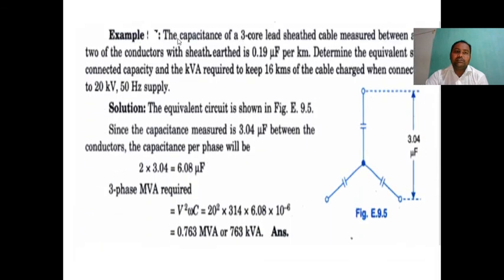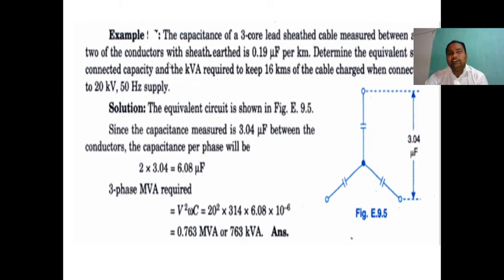So next example: the capacitance of a 3-core lead sheathed cable measured between any two of the conductors with the sheath earthed is 0.19 microfarad per kilometer. Determine the equivalent star connected capacity and the kVA required to keep 16 kilometers of the cable charged when connected to a 20 kV 50 Hz supply.